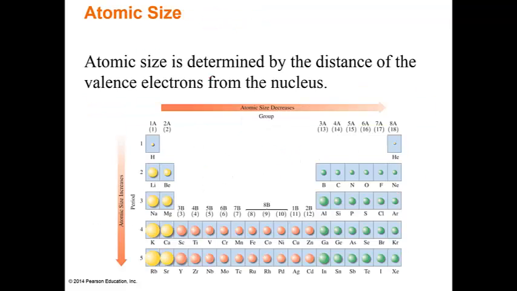All right, so atomic size is determined by the distance of valence electrons from the nucleus. Okay, so as atomic size increases, as we go down, okay, but as we go to the right on the periodic chart, it actually decreases. But if we go down even to the right, what's happening to our atomic size? It's still going up and up and up.